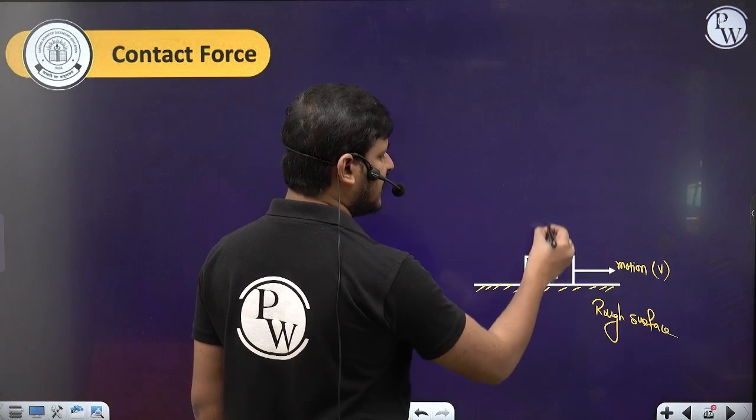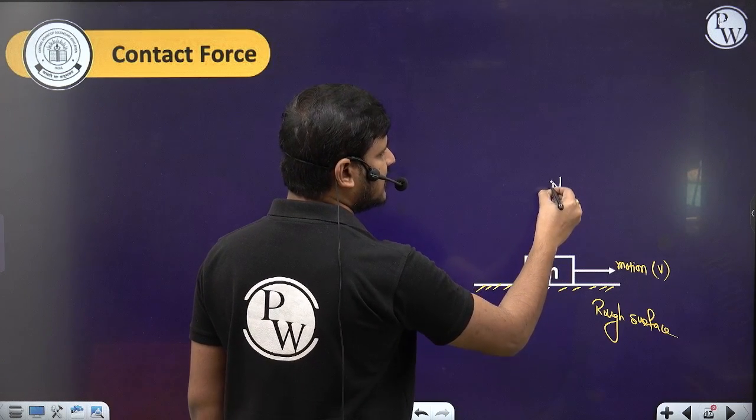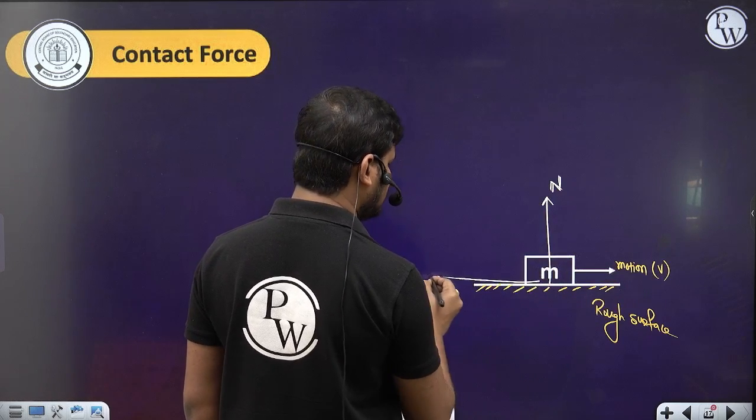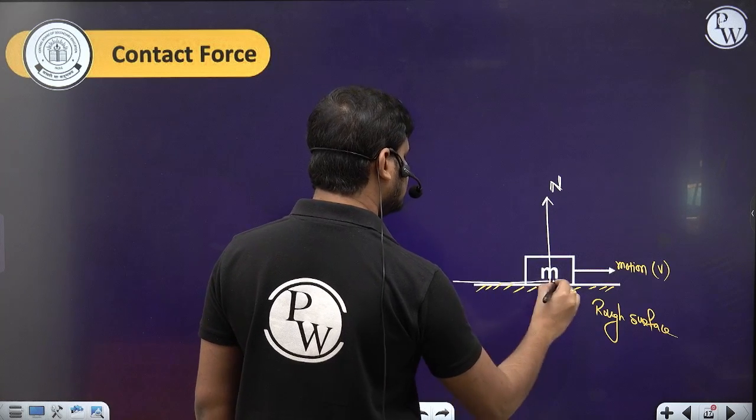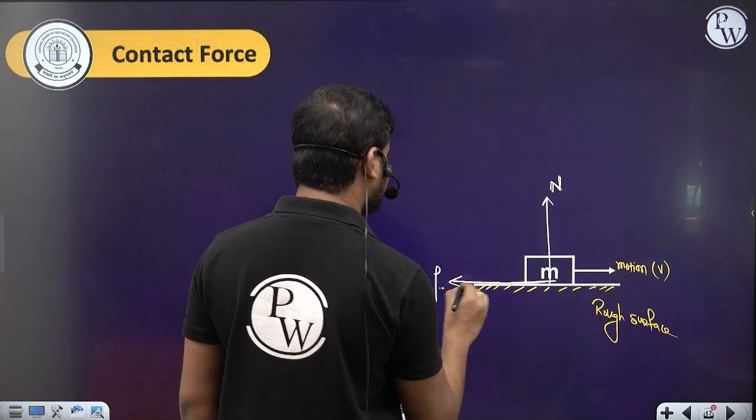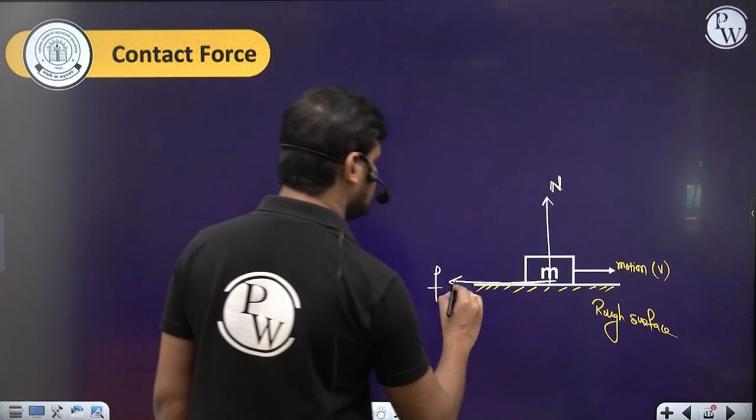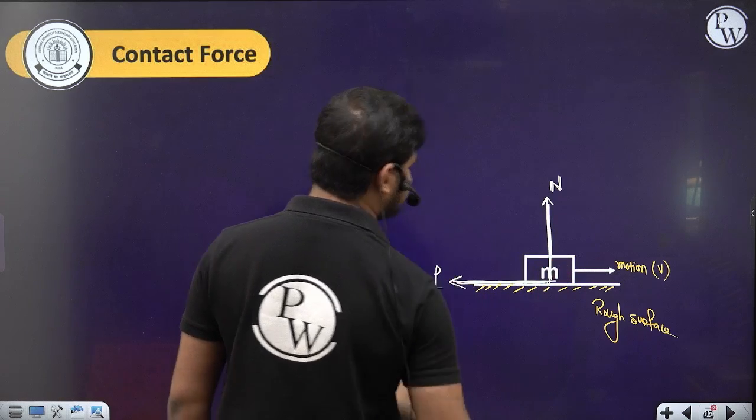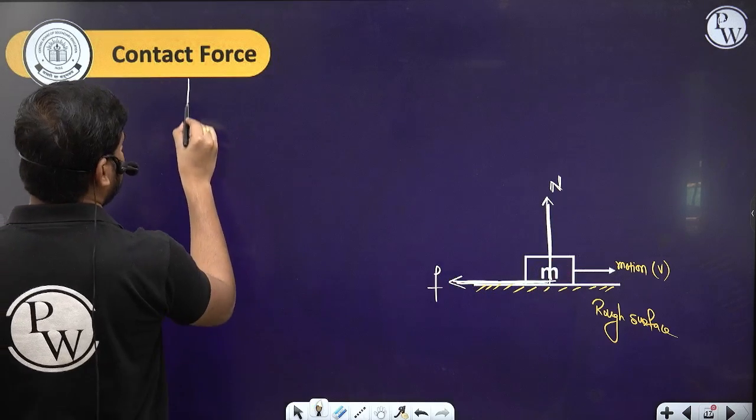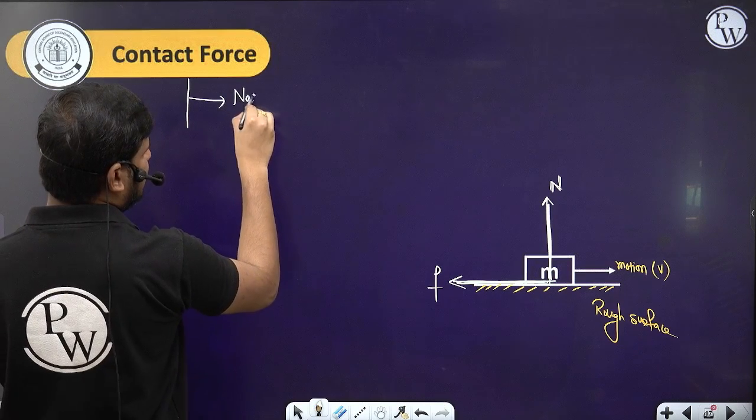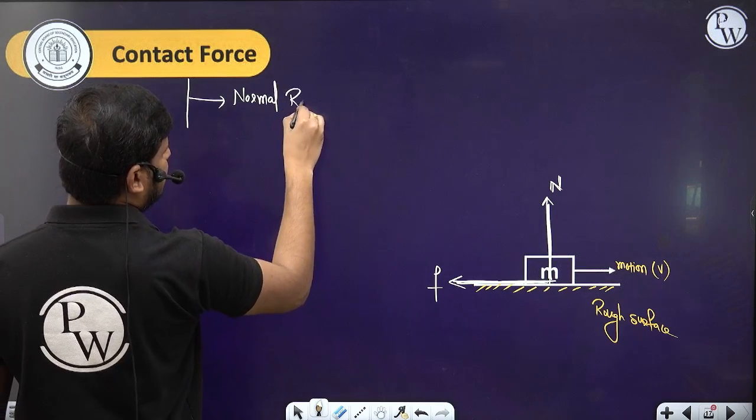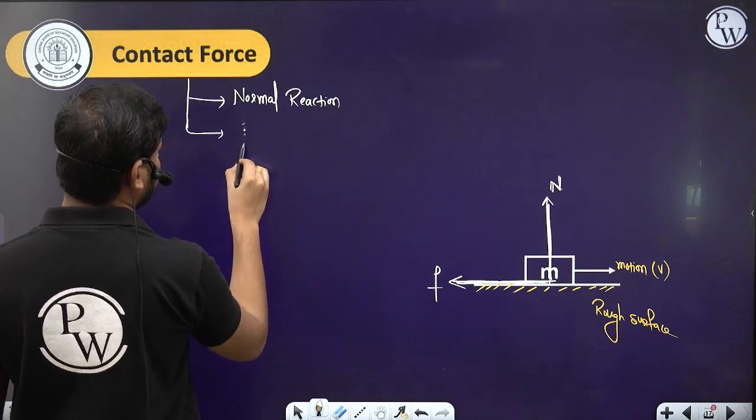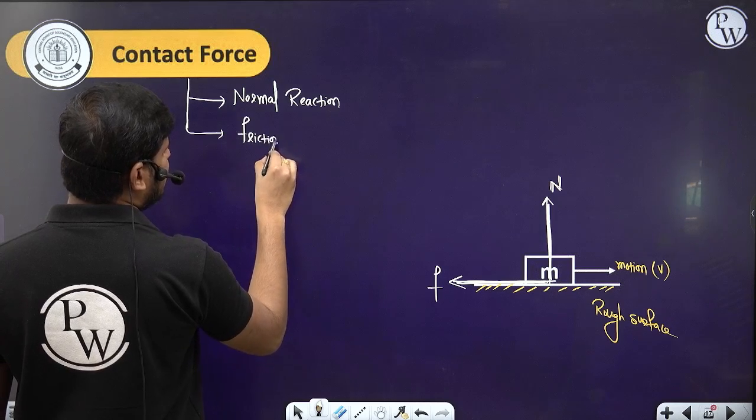So here the normal reaction acts. Yes or no? So this is the normal reaction. And then as the object is moving to the right side, the force that acts to the left is going to be the frictional force. So this is the normal and this is the frictional force. So now the contact forces, there are two contact forces. One is the normal reaction, and the other one is the friction force.